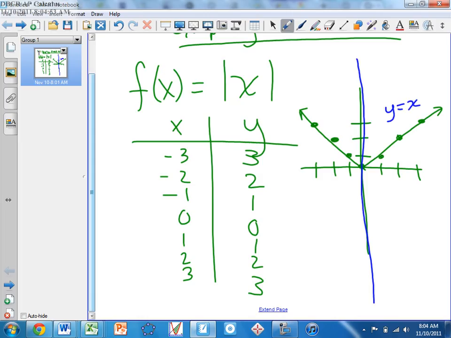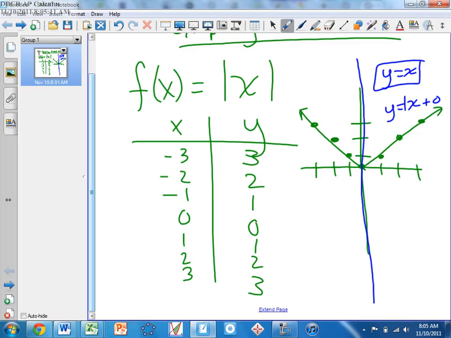Again, how do I know that? I'm going up 1 over 1, up 1 over 1. And what was my y-intercept here? 0. So if I go up 1 over 1, it means there's a slope of 1 here, and there's a y-intercept of 0. So really I'm looking at the graph again of y equals x on the right-hand side.